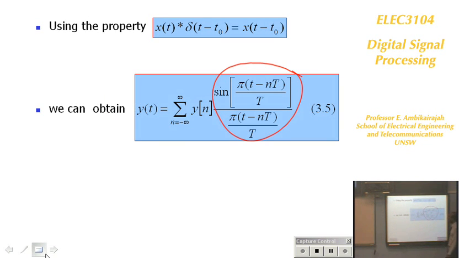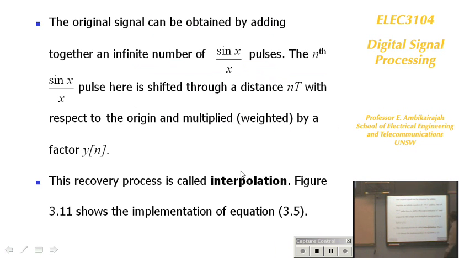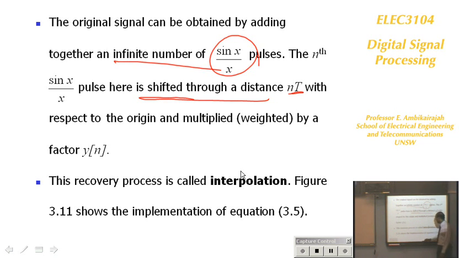So the question is, right, now we can get from a D2A converter, y(t) comes out, take the y[n], multiply by sine function or sinc function. If you do that, what you have is the original signal can be obtained by adding an infinite number of sinc pulses shifted at different distances, nT, and multiplied by its appropriate weight. This process is called interpolation. That's what the low pass filter does.